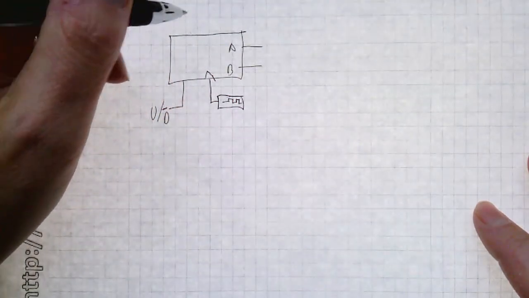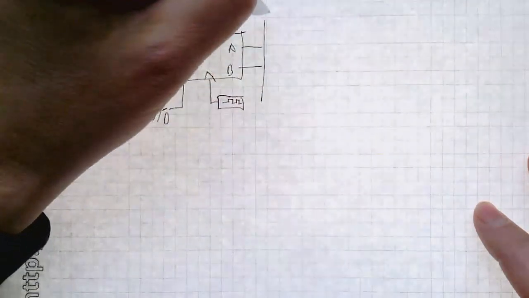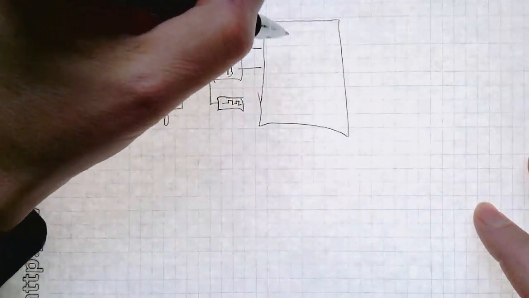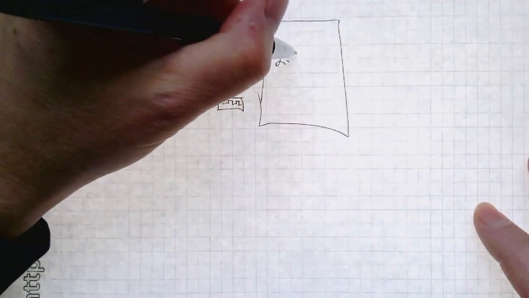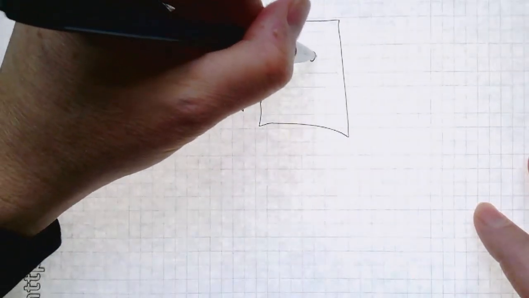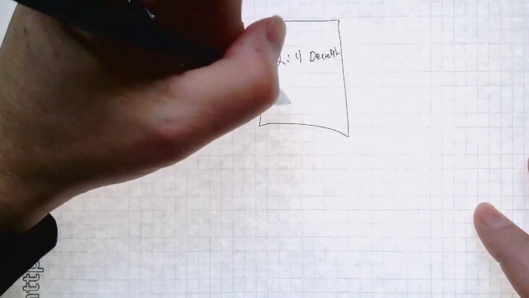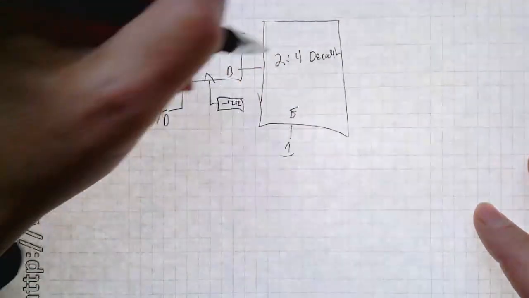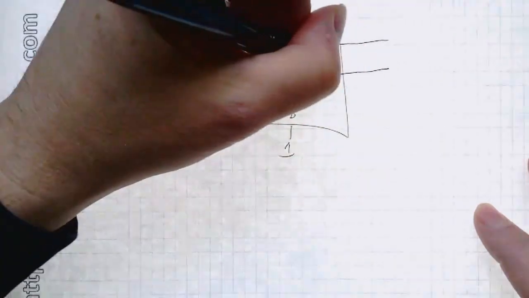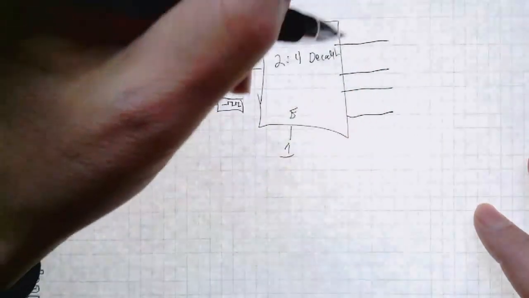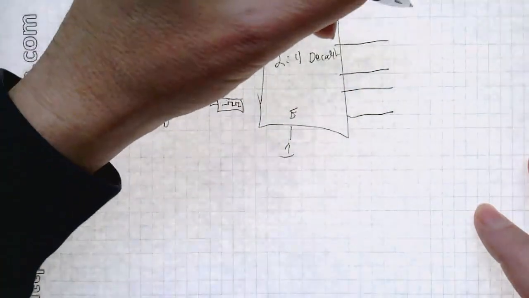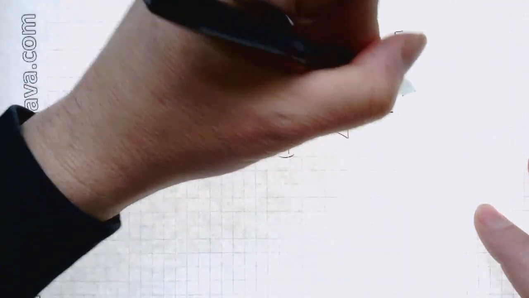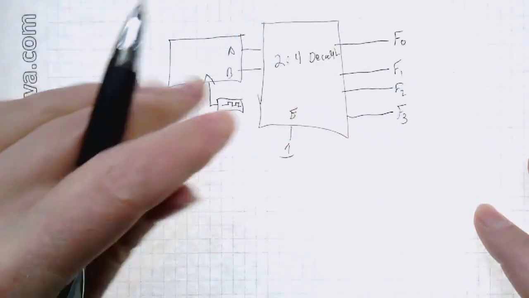And then what we're going to do is take the outputs and run them through a decoder. We'll make a 2 to 4 decoder out of it. It'll have an enable, which we'll assert as 1. And then the output will be function 0, function 1, function 2, and function 3.